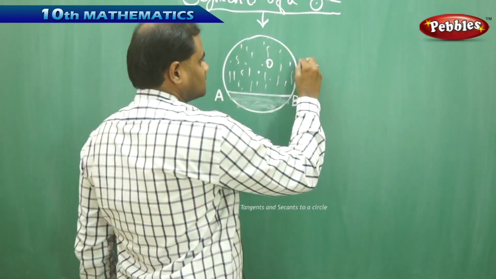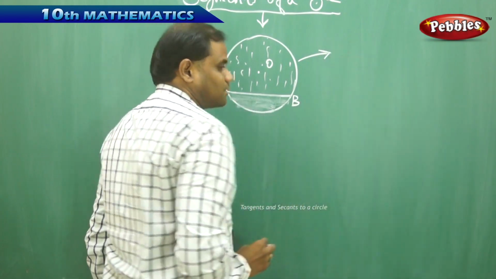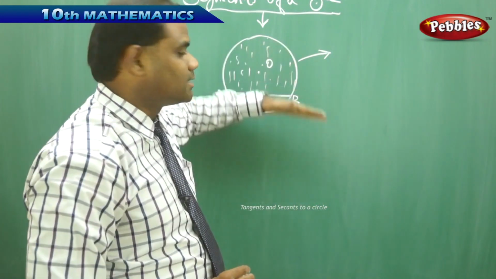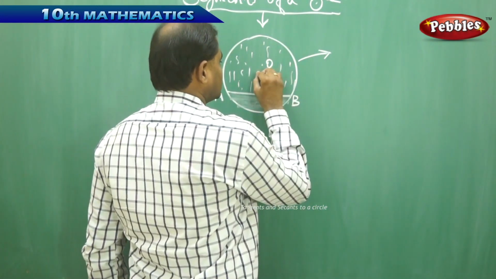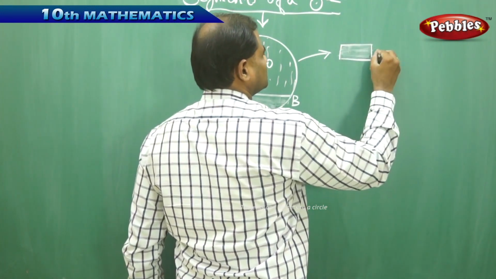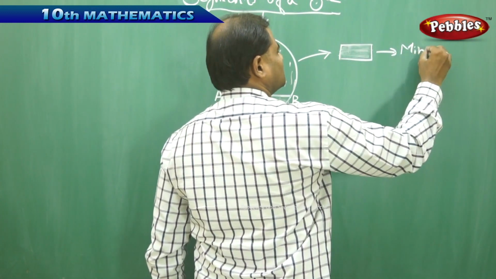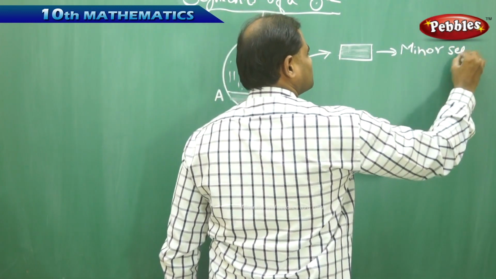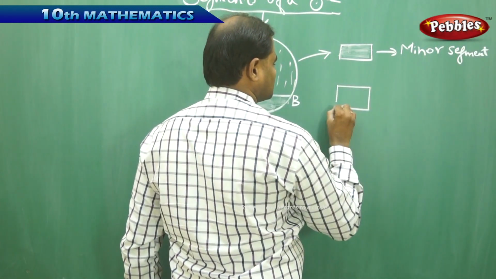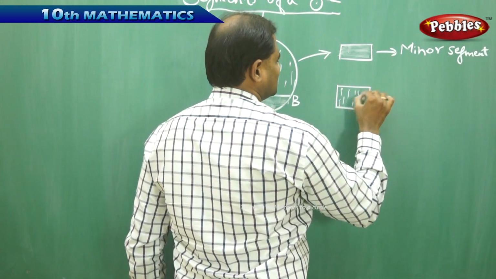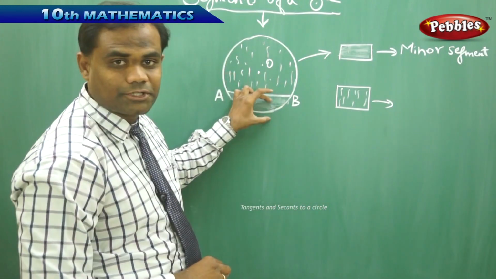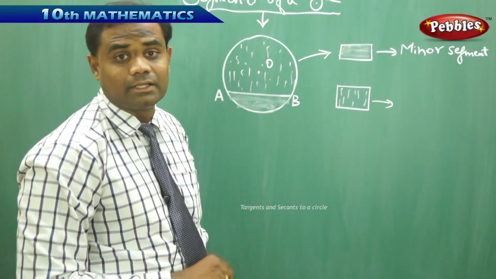So in this case, a segment is an area which is obtained when the chord divides the circle into two parts. Therefore, I get two parts where one of the regions is given by this, which is called the minor segment, and this, which is called the major segment. The reason being that this is minor in shape and this is major in shape.